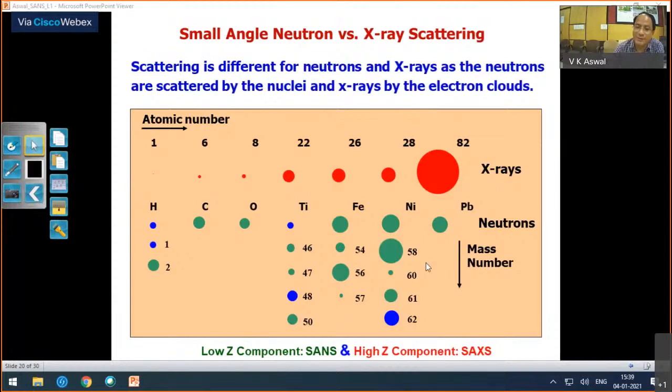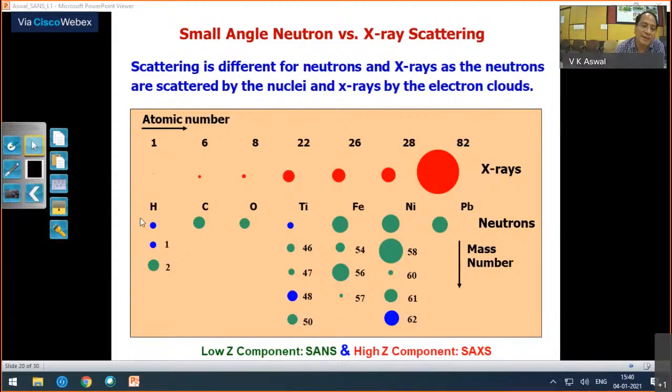So you can do neutron, and you can also do X-ray scattering. The principles are the same; the only difference comes because the scattering is different for neutron and X-ray, as neutrons are scattered by the nuclei and X-ray by the electron clouds. So in the case of X-ray, your scattering intensity will increase as Z is increasing. Basically, scattering amplitude is proportional to Z. And as you may have already learned, in the case of neutron, the behavior is irregular.